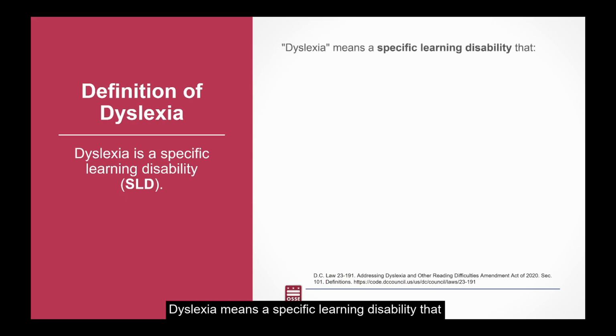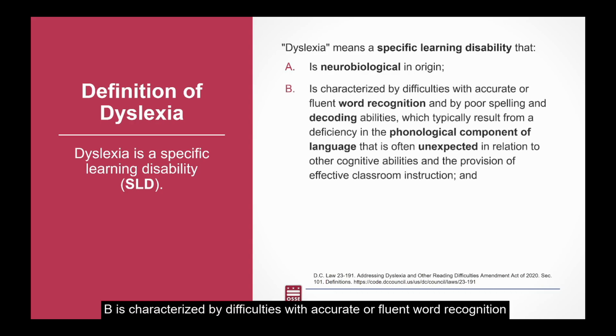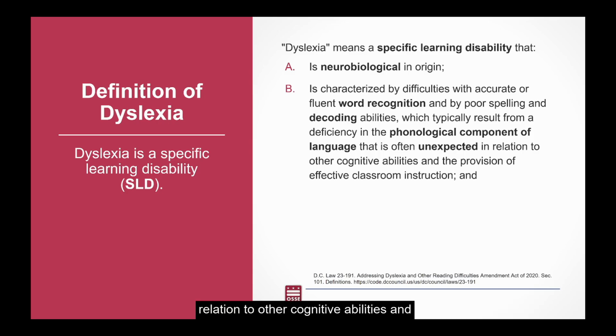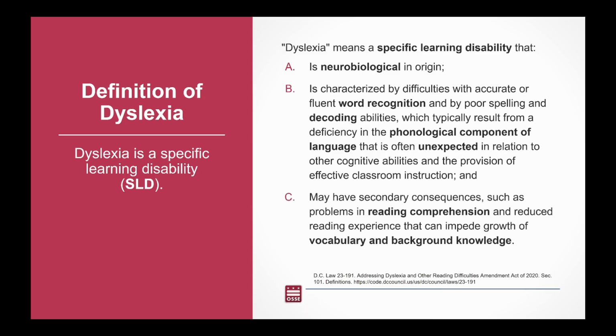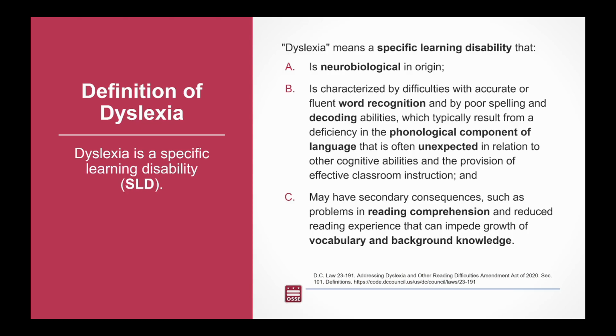Dyslexia means a specific learning disability that a. is neurobiological in origin, b. is characterized by difficulties with accurate or fluent word recognition and by poor spelling and decoding abilities, which typically result from a deficiency in the phonological component of language that is often unexpected in relation to other cognitive abilities and the provision of effective classroom instruction. And c. may have secondary consequences, such as problems in reading comprehension and reduced reading experience that can impede growth of vocabulary and background knowledge.